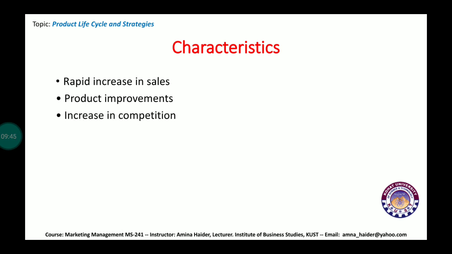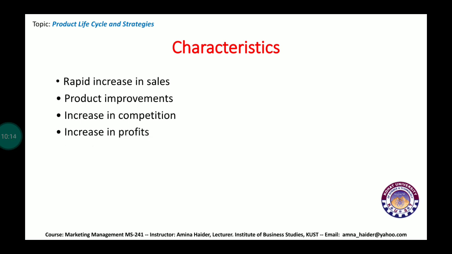There is an increase in competition because potential competitors see the market, and if it seems to be a successful one, then they start coming into the market, and your number of players in the market begins to rise.